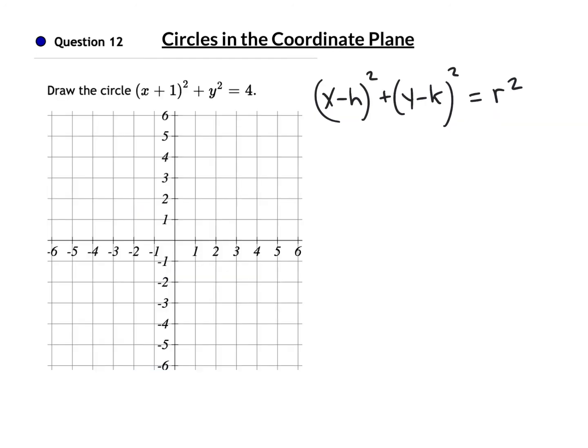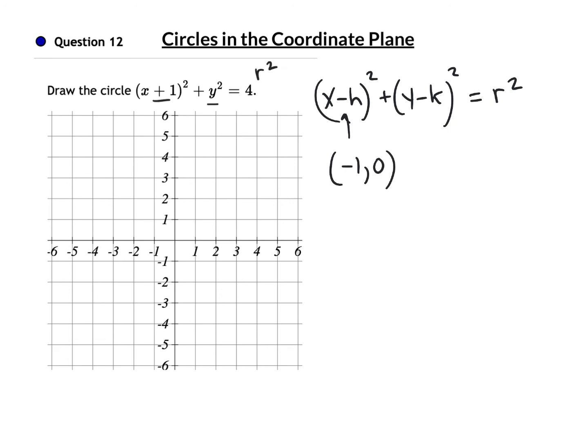For question 12, we're graphing a circle again. Notice the plus. The only way you can get a plus is if you have a negative, either h or k. My center actually is negative 1. X minus negative 1 becomes x plus 1. And notice this is just y squared, which means it's y minus 0. The center is negative 1, 0.